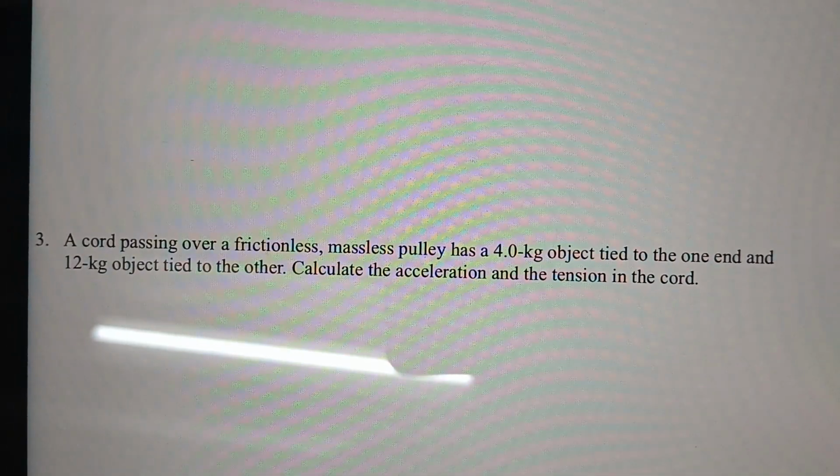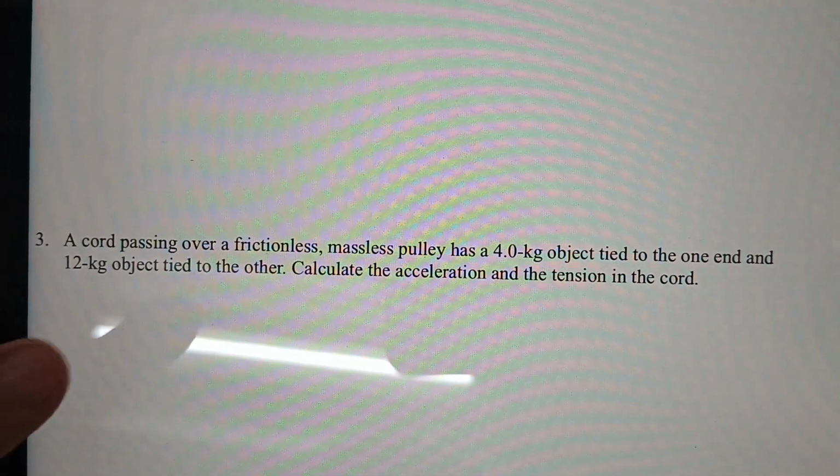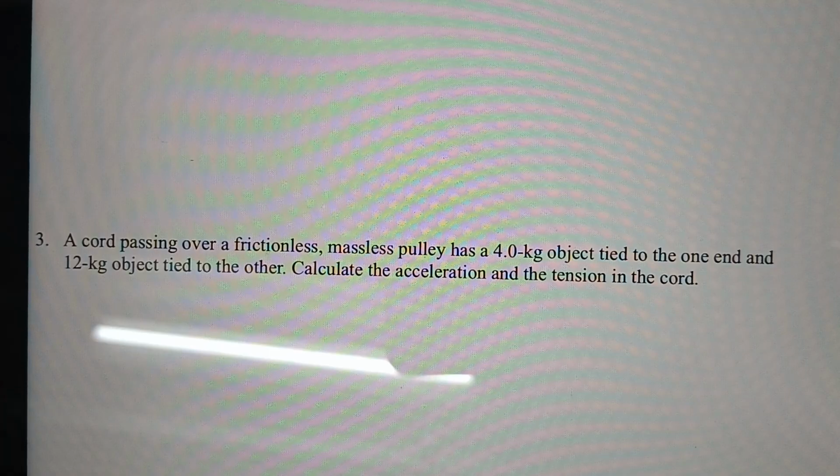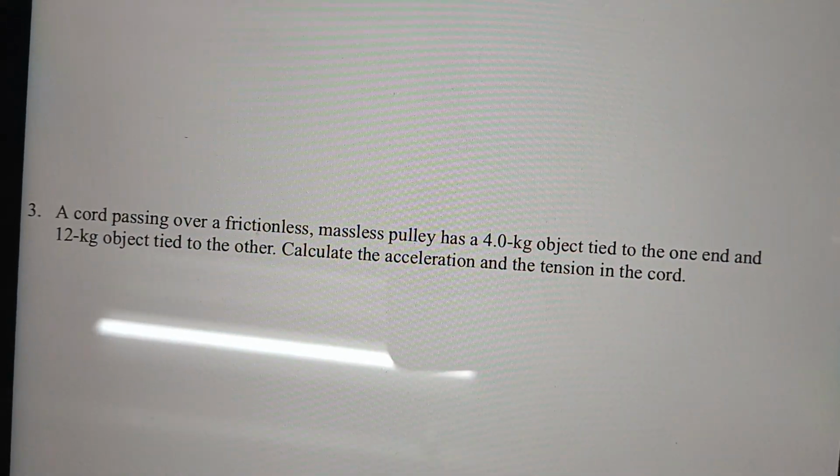Guys, isa-solve natin yung checkpoint number 3. So this is the problem, no? A cord passing over a frictionless massless pulley has a 4 kilogram object tied to one end and a 12 kilogram object tied to the other end. Calculate the acceleration and tension.